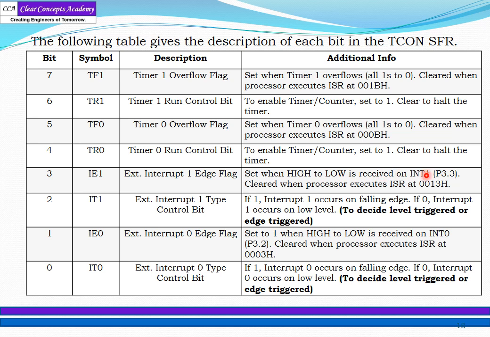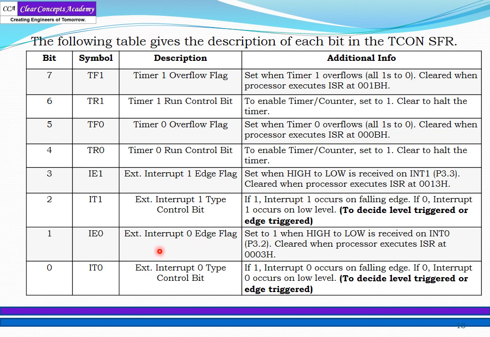The IT1, the external interrupt 1 type control bit. This bit will decide whether you want the interrupt to be level controlled or edge controlled. If it is set to 1, then it will operate on the falling edge, and if it is 0, interrupt 1 occurs on the low level. That means it decides whether you want level triggering or edge triggering.